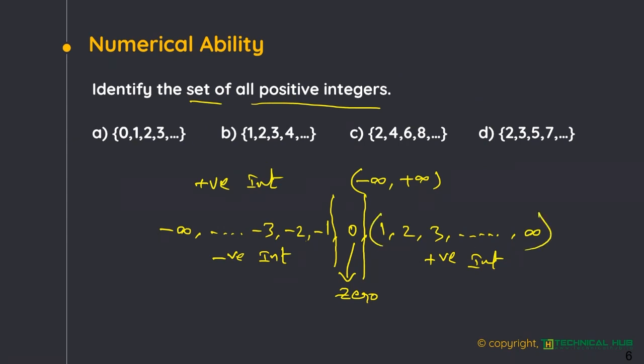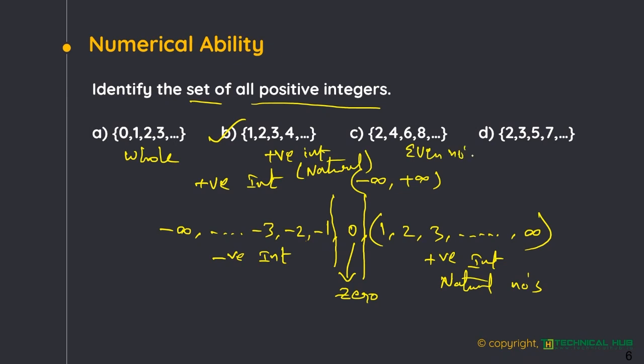Here in option A, you have 0, 1, 2, 3. All these are whole numbers. And these are positive integers, which are also called natural numbers. Positive integers and natural numbers, both are the same. And these are even numbers. And these are prime numbers. He is asking about positive integers. Positive integers start from 1 to infinity: 1, 2, 3, 4 up to infinity. Option B is the right answer.